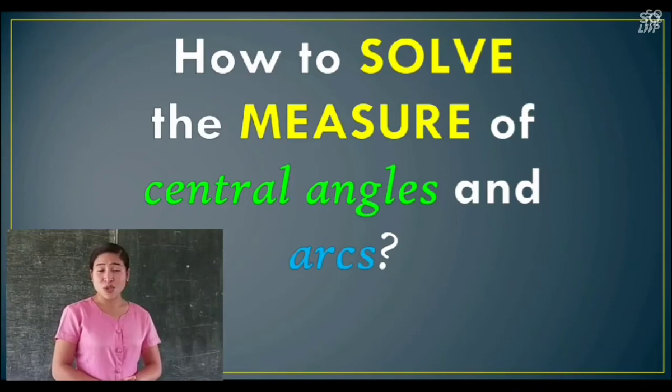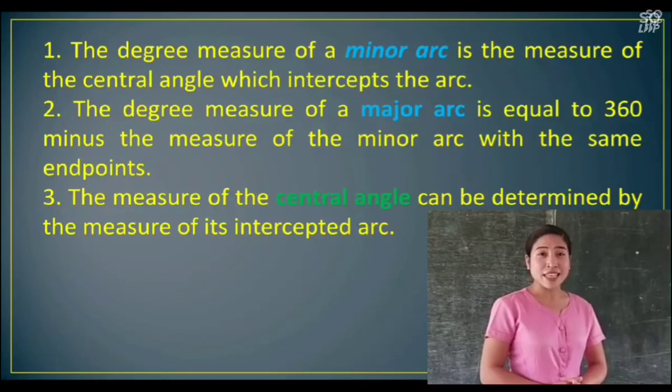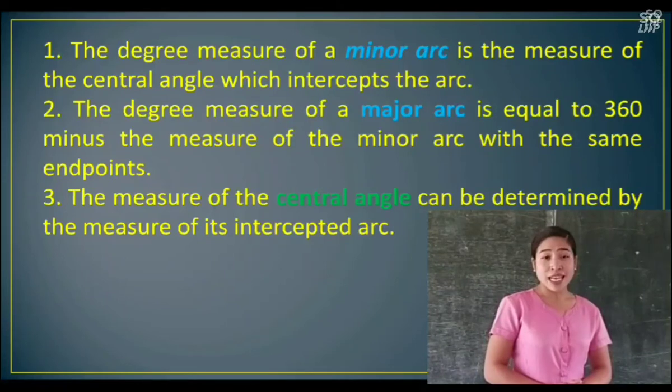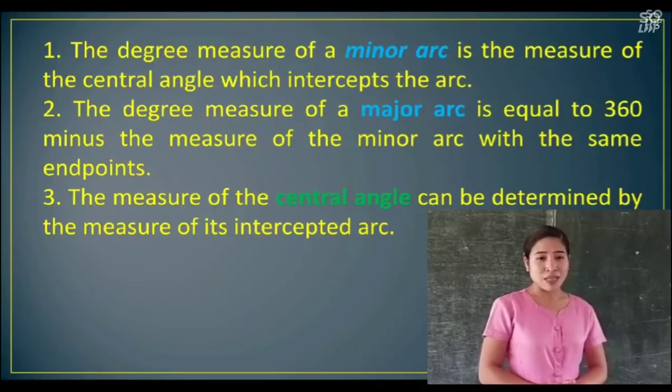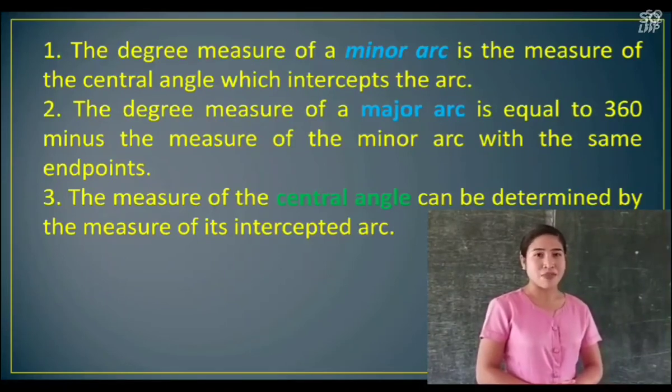How to solve the measure of central angles and arcs? Very good! First, the degree measure of a minor arc is the measure of the central angle which intercepts the arc. Second, the degree measure of a major arc is equal to 360 degrees minus the measure of the minor arc with the same endpoints. Third, the measure of the central angle can be determined by the measure of its intercepted arc.